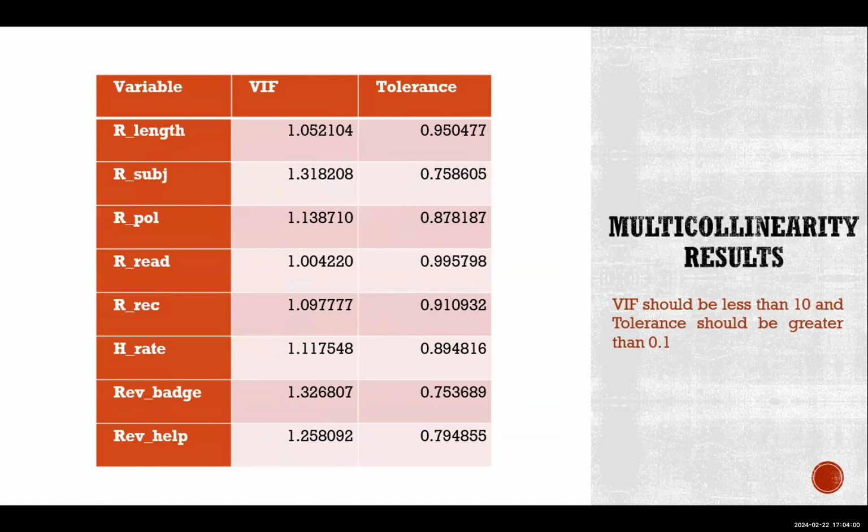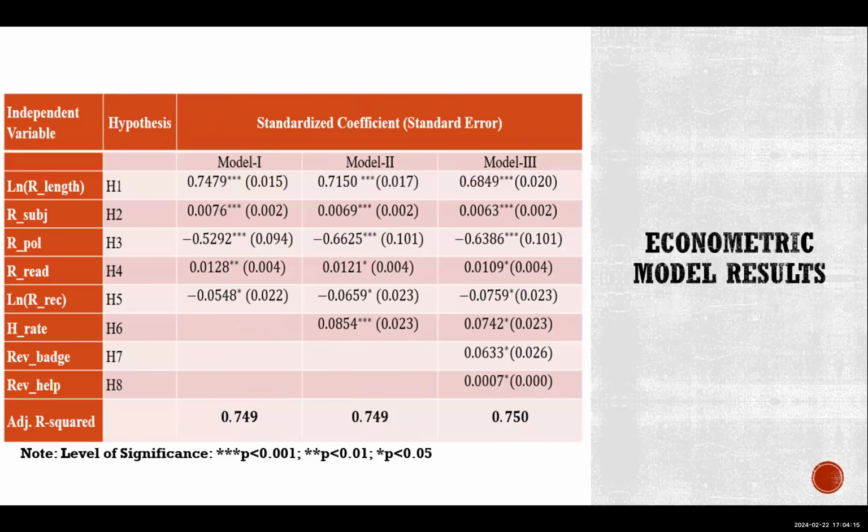Before moving on to the regression analysis or the econometric modeling, we checked our data set for multicollinearity, and we observed that our data was free of any multicollinearity. Then these are my econometric model results, and we can see that all of our models are providing satisfactory accuracy.